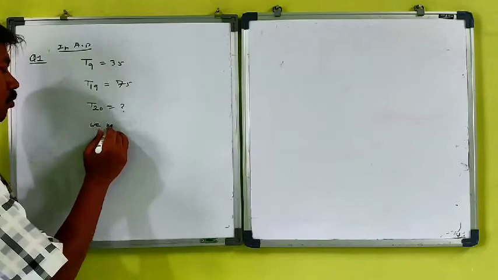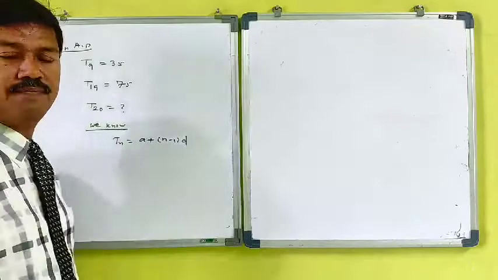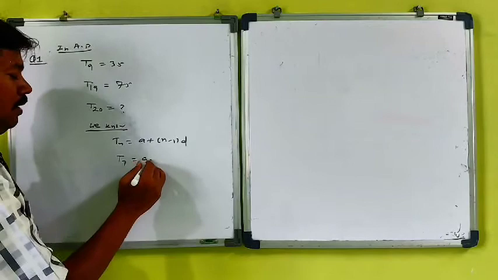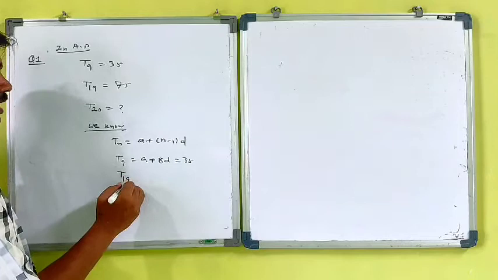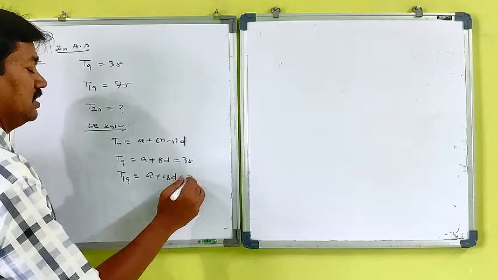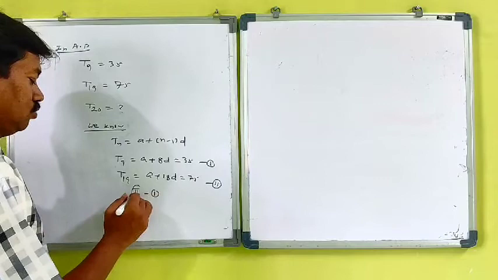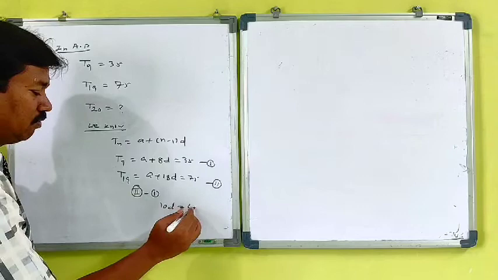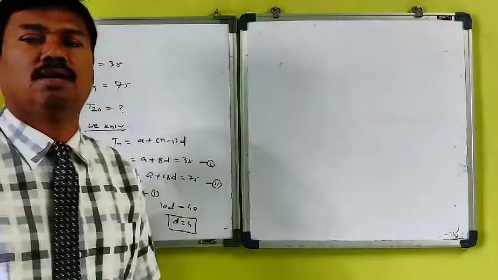In arithmetic progression, we know that the nth term is a plus (n minus 1)d. So the 9th term is a plus 8d, and its value is given as 35. Similarly, the 19th term is a plus 18d, and the value is given as 75. If we subtract equation 1 from 2, we get 10d equal to 40. So d is equal to 4.